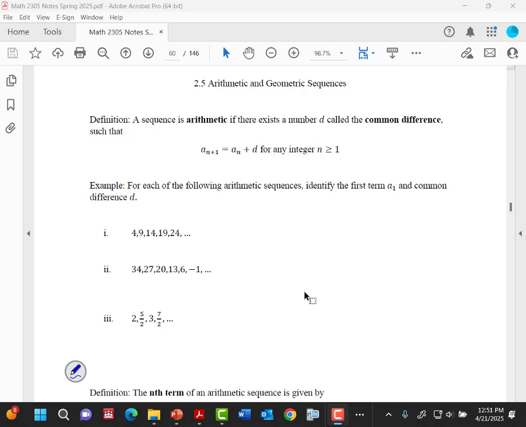So in this video, we want to take a look at a couple of specific kinds of sequences. First, arithmetic, and second, geometric. Let's first define what an arithmetic sequence is.